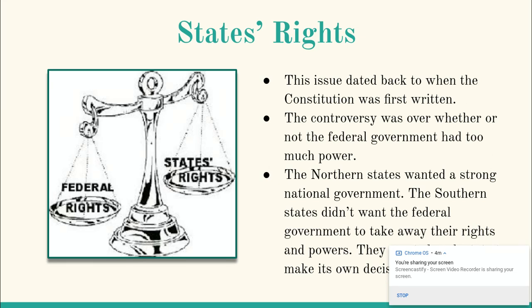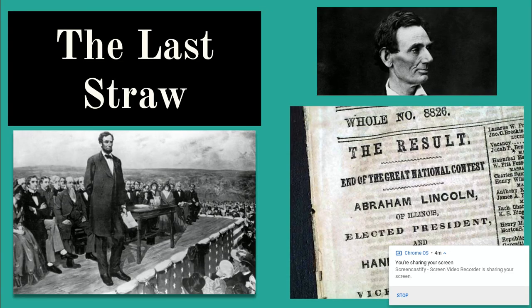So this controversy was over whether or not the federal government had too much power. The northern states, like we just talked about Hamilton, wanted a strong national government. However, the southern states didn't want the federal government to take away their rights, so they wanted states to have more power. They wanted to be able to make their own decisions. So again, this argument between the North and the South added to the problems leading up to the Civil War.